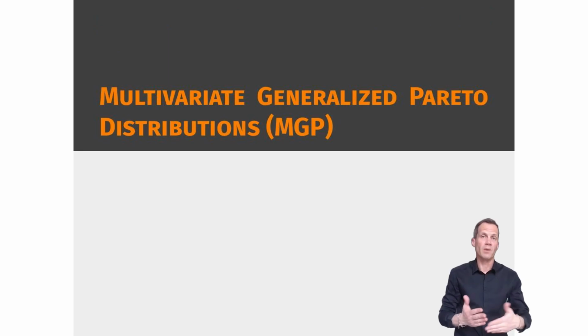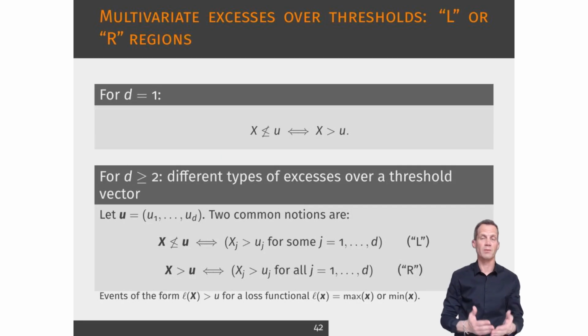We now turn to multivariate threshold exceedances. The goal is to extend the peaks over threshold approach from univariate GPDs to multivariate GPs. In one dimension, exceeding a threshold is unambiguous. In several dimensions, however, there are different notions of excess over a threshold vector. The first is the L-type event: at least one component exceeds its threshold. This is natural for union of tails events and for many loss problems.